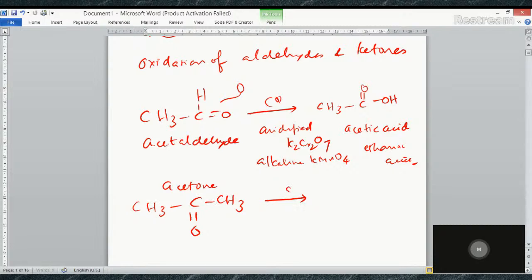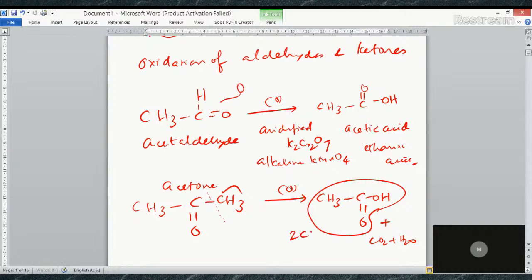When this ketone is oxidized, the bond can be ruptured like this. Due to that breaking of the bond, we can have a product like this, ethanoic acid, and this part can be changed into carbon dioxide and water. Just see the product. It has only 2 carbons, but we started with 3 carbons. So the ketones are giving the carboxylic acid with a lesser number of carbon atoms. That's the difference between these two, aldehyde and ketone.